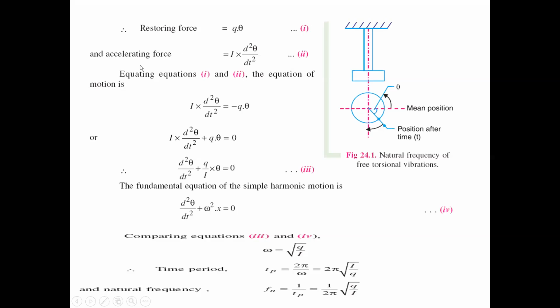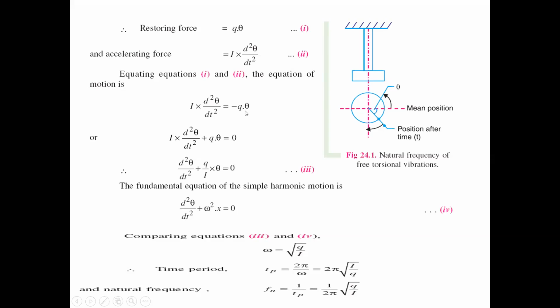Similarly, we write the accelerating force. Accelerating force equals I into d square theta by dt square. The restoring force is considered as equation number 1 and the accelerating force as equation number 2. Now we equate 1 and 2. The restoring force is opposite to the accelerating force, so it is represented with a minus sign. So I into d square theta by dt square equals minus q theta.